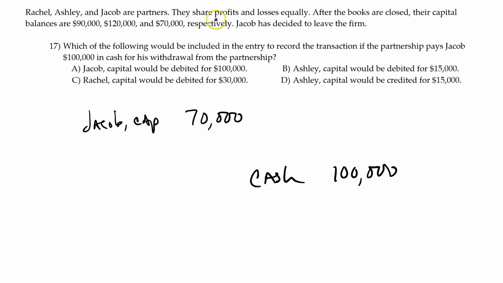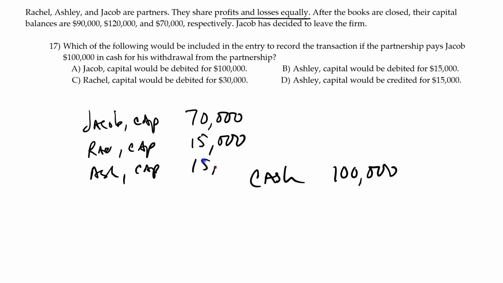Well, this one's pretty straightforward. It tells us they share the profits and losses equally. So we would say that Rachel's capital would be debited $15,000, and Ashley's capital would be debited $15,000, so they're each equally giving up $15,000 of capital to pay Jacob the extra $30,000.